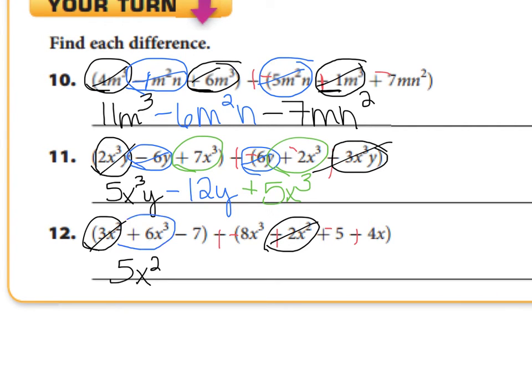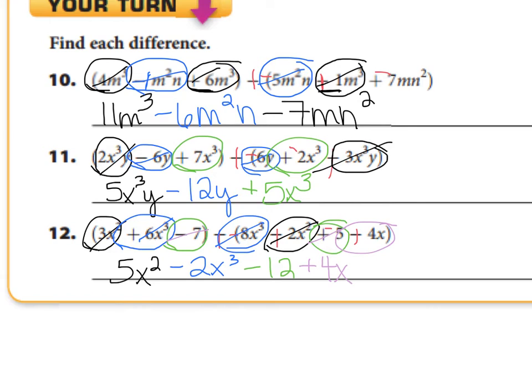Then I have a positive 6x cubed, and now I have a negative 8x cubed. So that's going to make a negative 2x cubed. Then I see a number of -7 here, and I have a -5 here, so that makes -12. And then at the very end, I see a positive 4x, nothing else with it, so I'm going to bring that down. Now if you left that in this order, that's fine, not a problem at all.